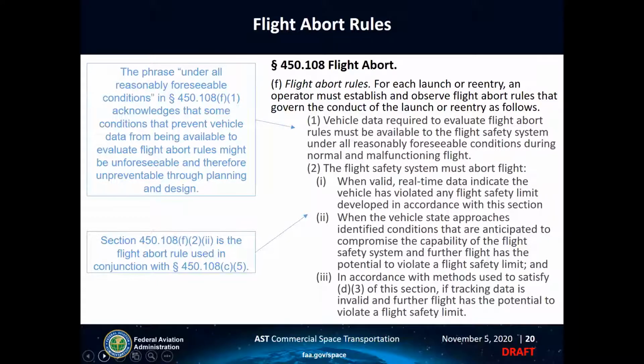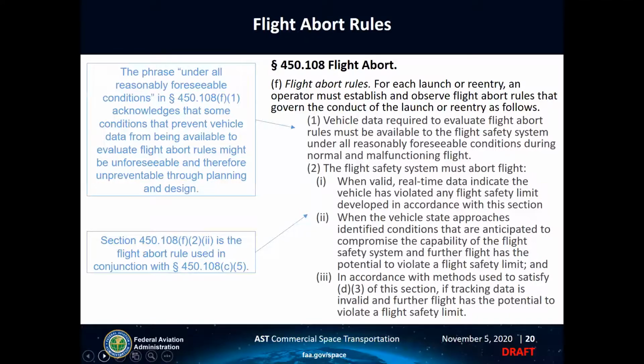When the vehicle state approaches identified conditions that are anticipated to compromise the capability of the flight safety system, and further flight has the potential to violate a flight safety limit, and in accordance with methods used to satisfy D3 of this section, if track data is invalid and further flight has the potential to violate a flight safety limit. So section D3 is where the operator has to plan for the potential to lose track data.